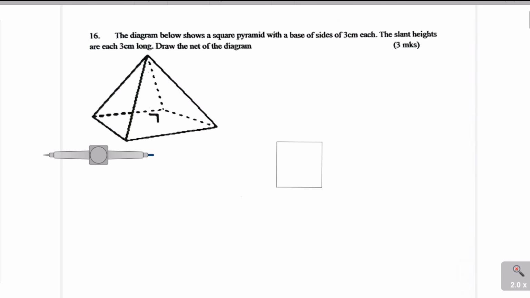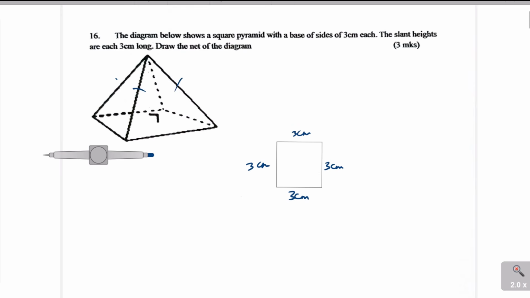So the first thing you're going to do is to have the base, that square base. You are opening this square-based pyramid up. That is how you draw the net. You start by drawing accurately the base, a square of 3 centimeters each. Once you draw that square, ensure that you measure it using a ruler. Now we need to have the slant heights. The slant heights are equal.